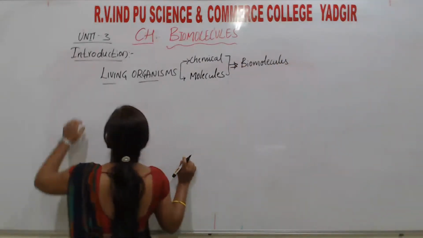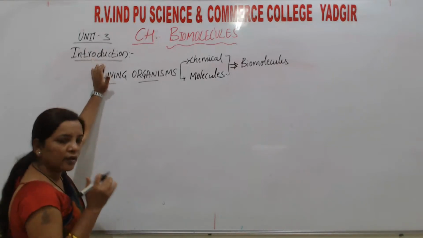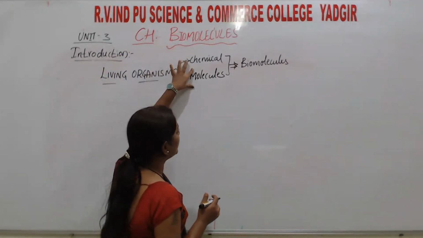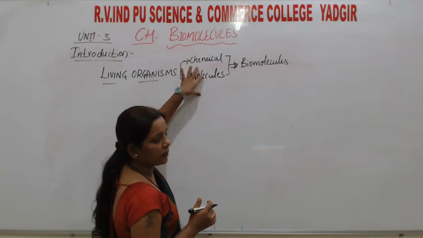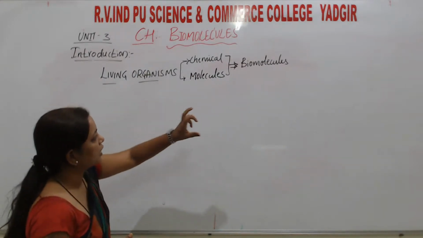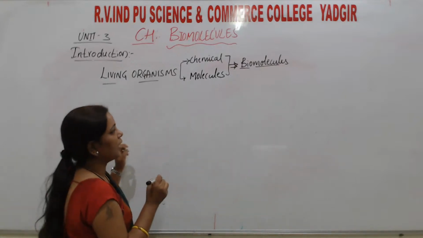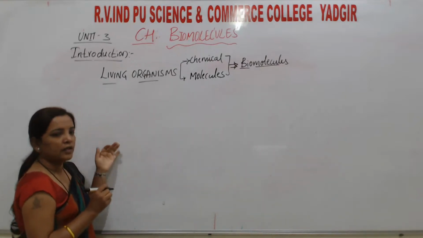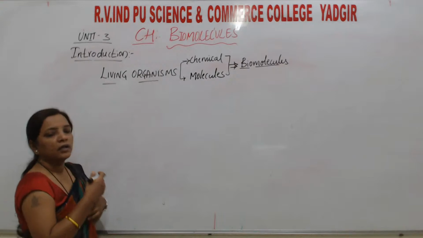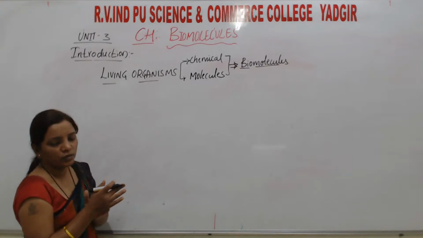Understood? What do you mean by biomolecules? Biomolecules are nothing but the chemicals and molecules of which all living organisms are made. Bio means life. Some molecules are present in life, so they are called biomolecules. In this chapter, we are going to study the life and molecules, what chemicals there are, what enzymes there are, their structure, their function, everything.